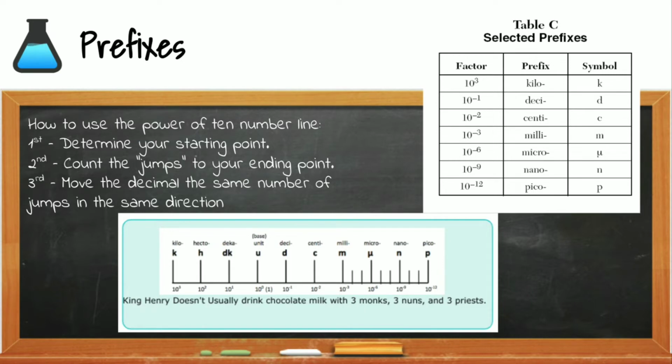Now, there are lots of ways to convert between the different metric measurements, but I like to use what I call the power of 10 number line. So take a minute to write down these 3 steps on how to use the power of 10 number line, and then I'll show you exactly what to do.